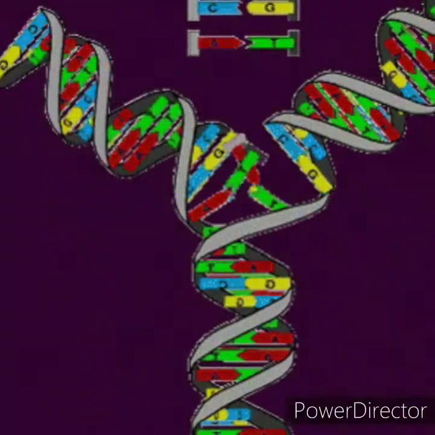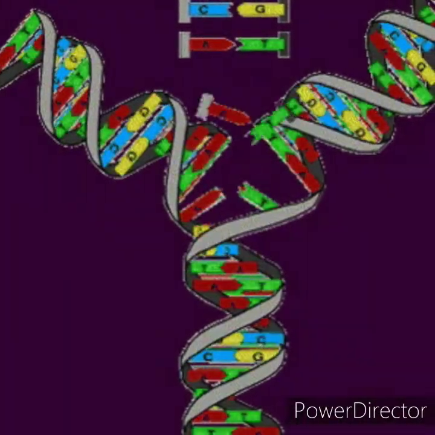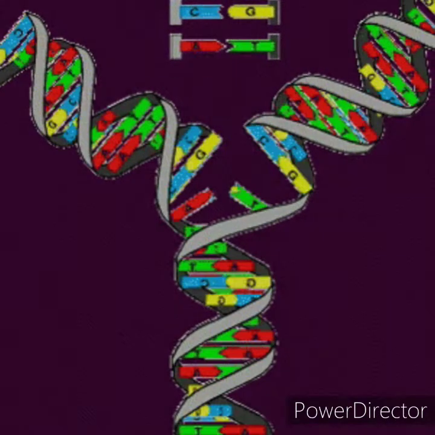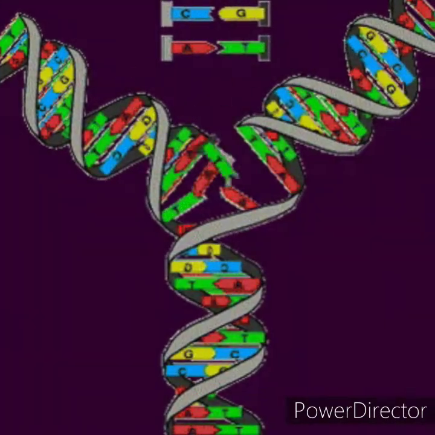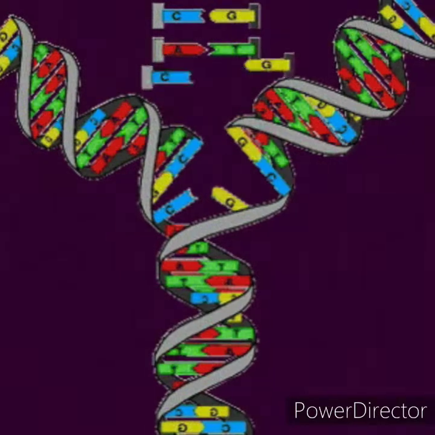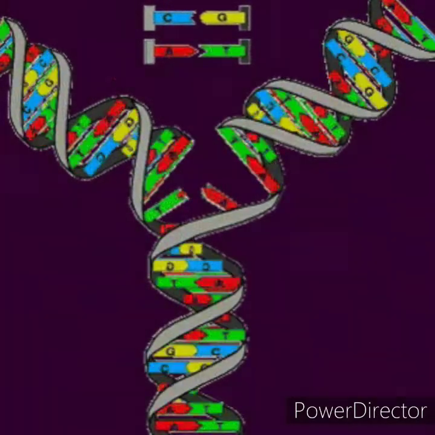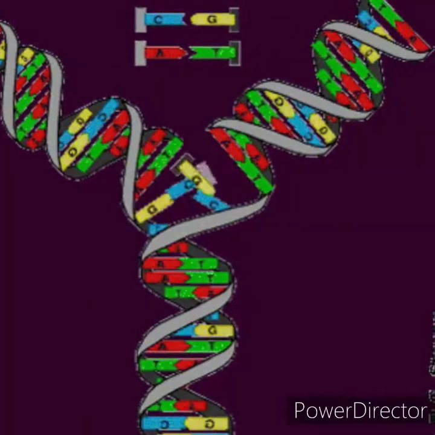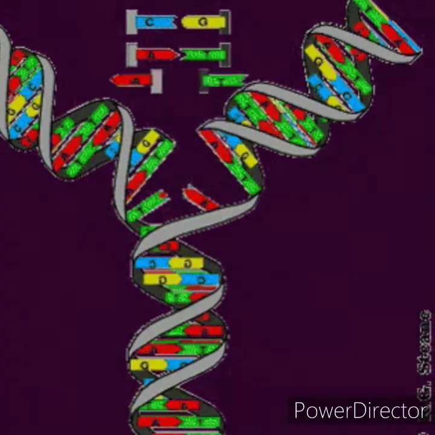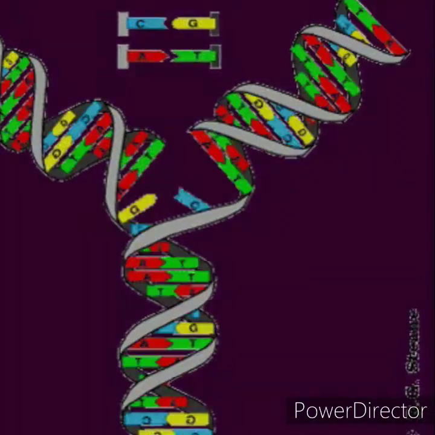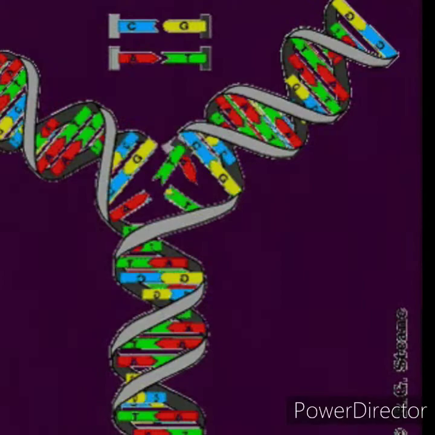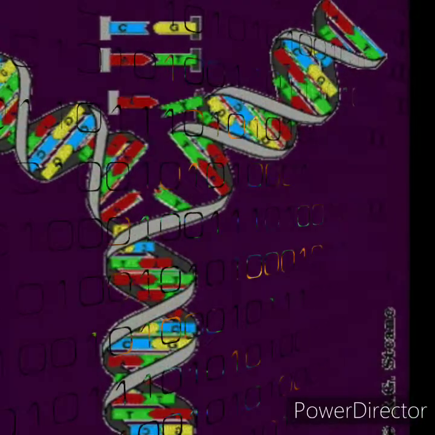Similar to the way the order of letters in the alphabet can be used to form a word, the order of nitrogen bases in a DNA sequence forms genes, which in the language of the cell tells cells how to make proteins. Another type of nucleic acid, ribonucleic acid or RNA, translates genetic information from DNA into proteins.